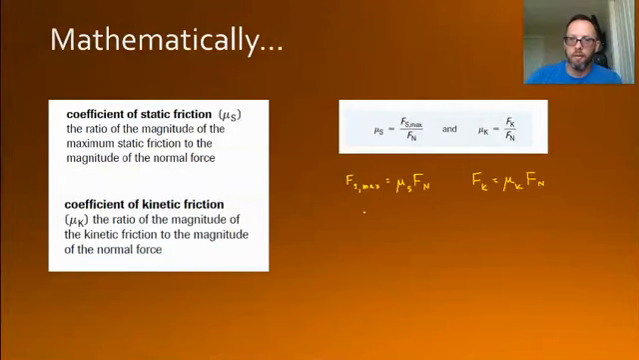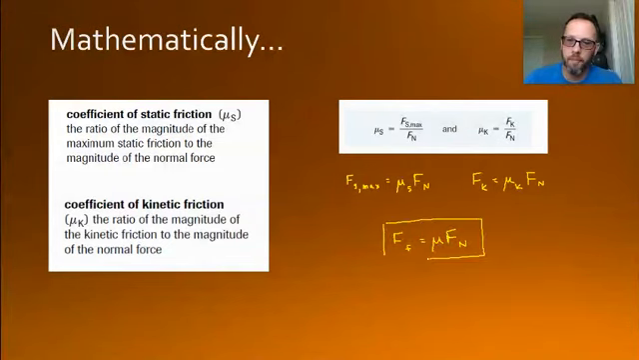What I'll tell you guys is that most of the time, for our purposes, we might just use force of friction equals mu times Fn, because the situation will be really obvious whether the object is stationary or whether it's moving.